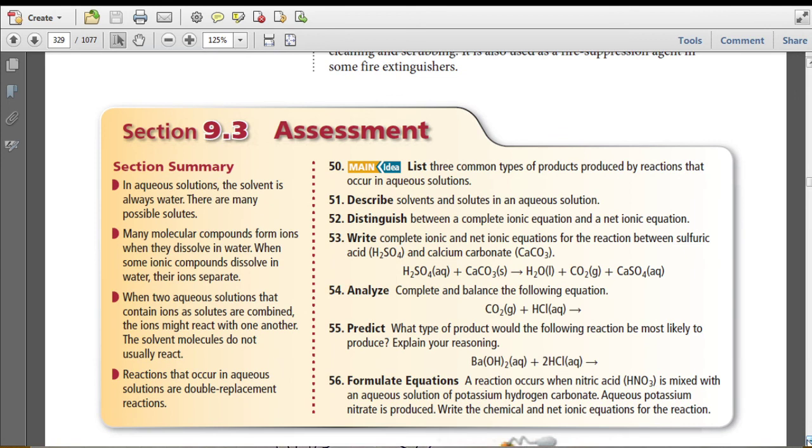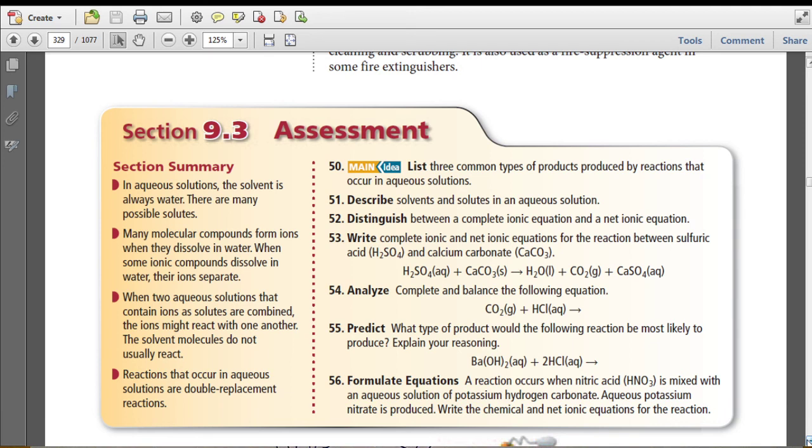Section 9.3 Summary. In aqueous solutions, the solvent is always water. There are many possible solutes. Many molecular compounds form ions when they dissolve in water. When some ionic compounds dissolve in water, their ions separate.